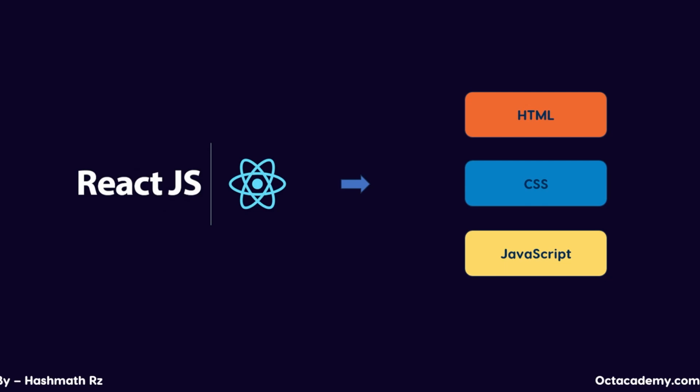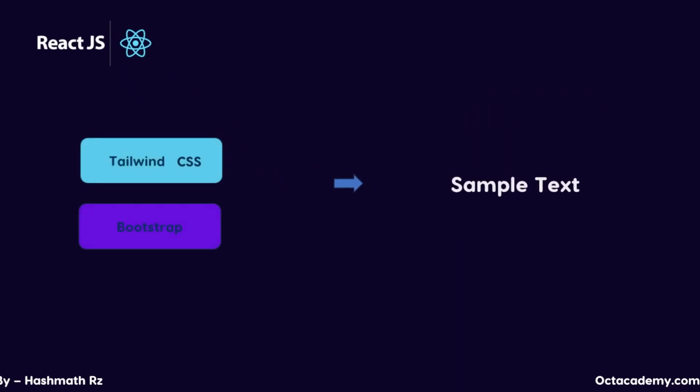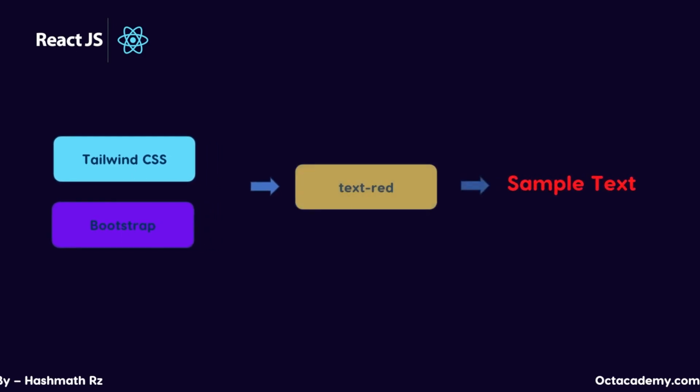If you guys are familiar with CSS frameworks like Tailwind CSS or Bootstrap, and if you want to make a text color red, by using these CSS frameworks, we can make this text red by simply adding the text color red utility class to our HTML element. So we don't need to write the CSS code from scratch. So React is also the same as this.